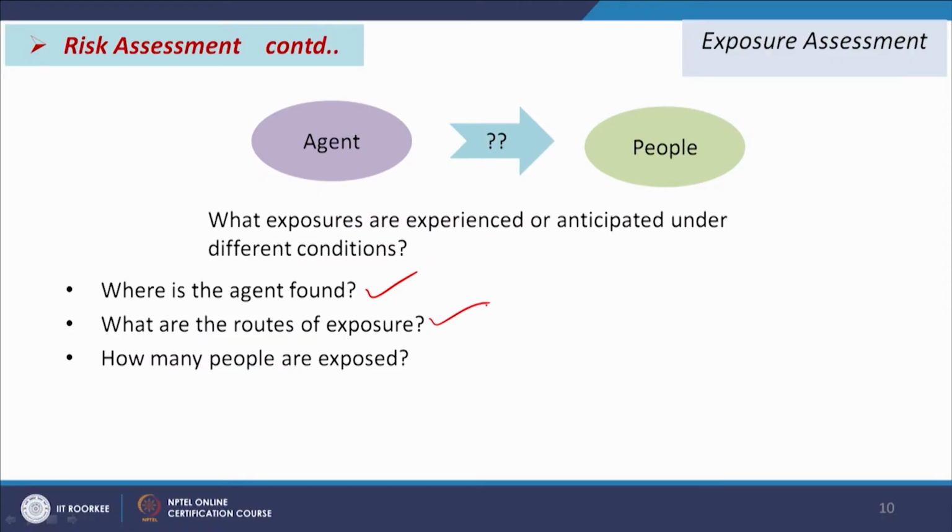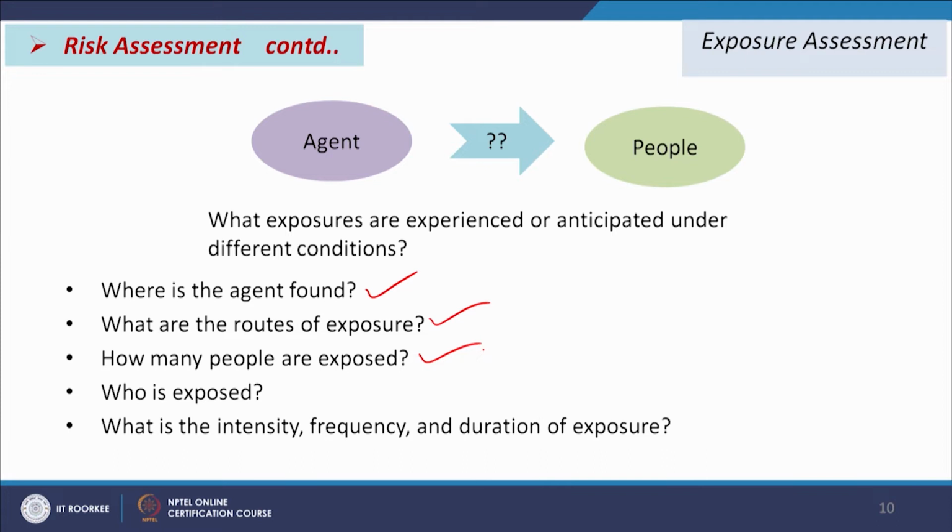That way we will do it, and then we will do the exposure assessment. How can we do that exposure assessment? Now, we have identified what the hazards are, what chemicals are present in it. Then we will decide what duration the people are exposed to it, what agent is found, what the routes of exposure are and how many people are exposed. So, who is exposed, and what is the intensity, frequency and duration of exposure. All those things we will be considering, and we will collect data on these for exposure assessment.